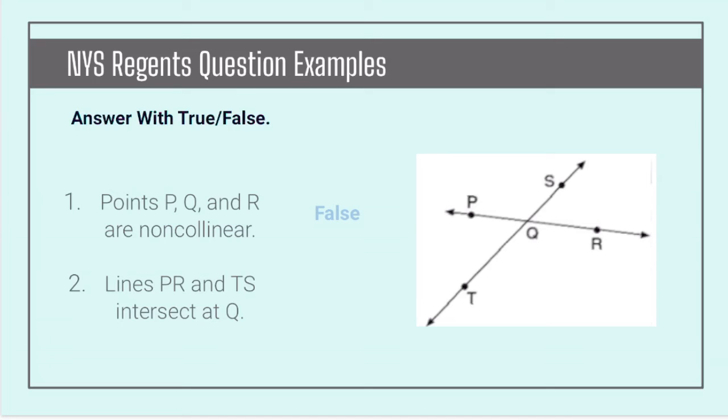Next, does line PR and TS intersect at Q? Well, let's look where these two lines meet. They cross pathways in point Q, so this is true.